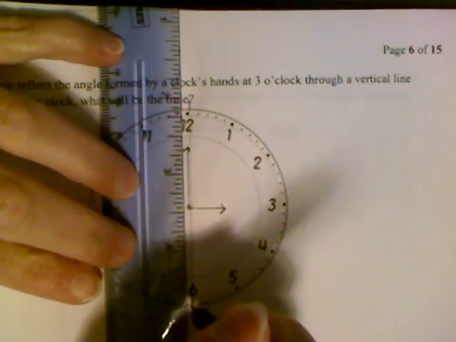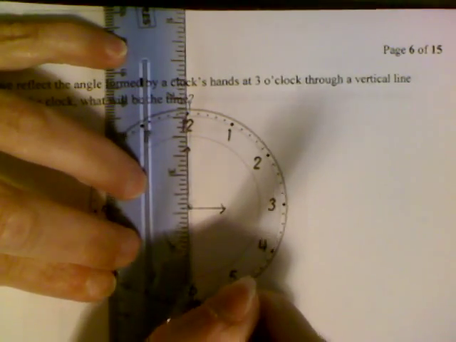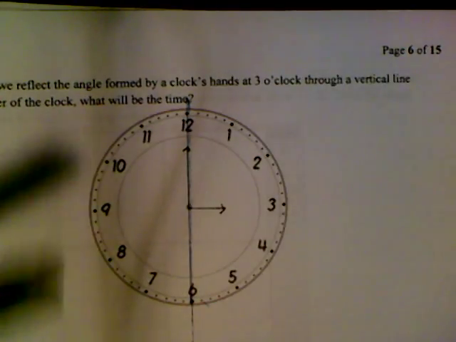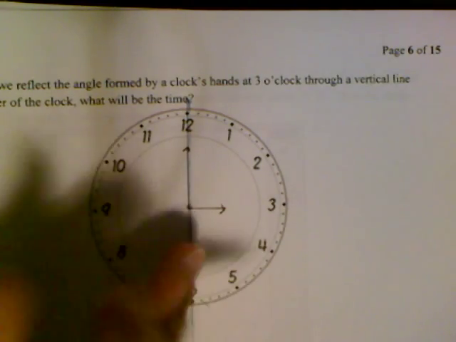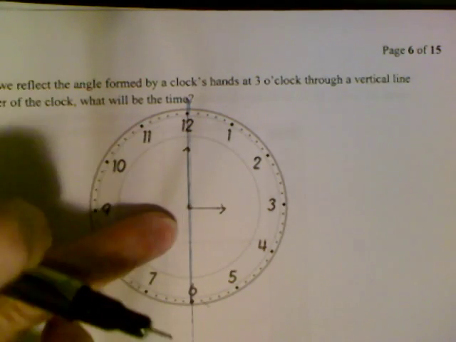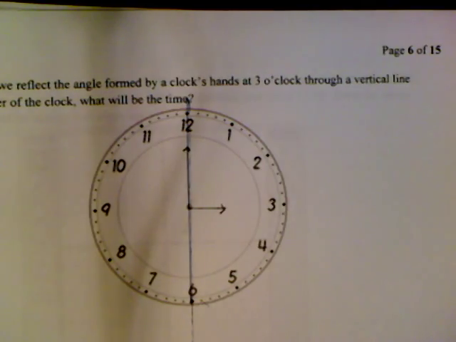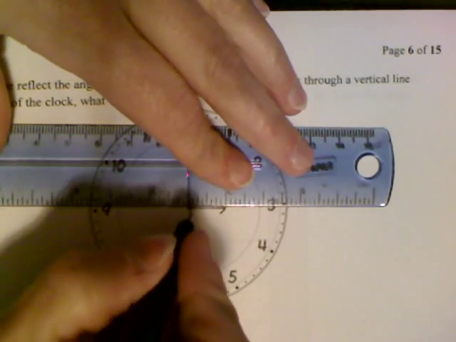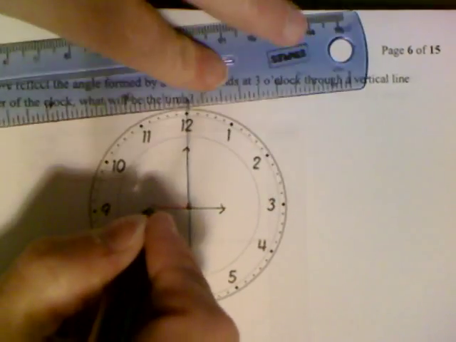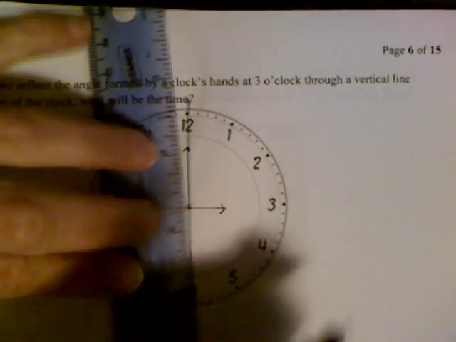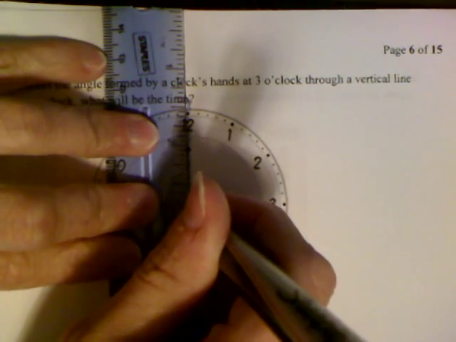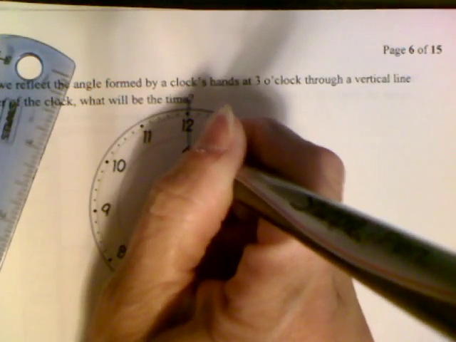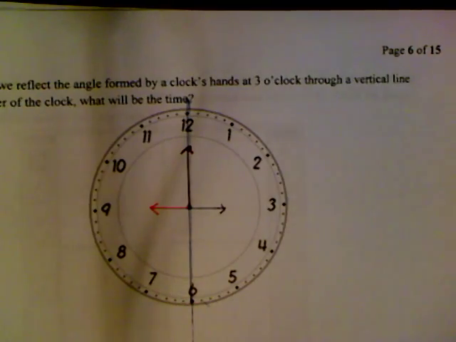So that's what I'm going to reflect it about. And it looks like my pens are dying. Either that or my ruler is not letting me get to it really well. What is the time after this? So I'm going to reflect it about this. Well, the long hand is going to stay the same. The short hand will move to be 9 o'clock. So this one stays the same.